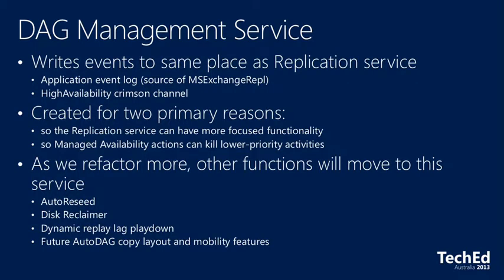Now, as the DAG management service is doing its work, it actually simulates the replication service. We literally just moved the code over into a new process and gave it a new name. That's all that we've done thus far. So as it does its event logging and its reporting and so forth, it reports in the event log as if it were the replication service still, because that's how it's currently coded to do that. Eventually, we may change the event source to, say, DAG management, but for right now, it's writing exactly to the same places that the replication service wrote to in CU1 and RTM, and it's using the same events and the same source of MSExchangeRepl.